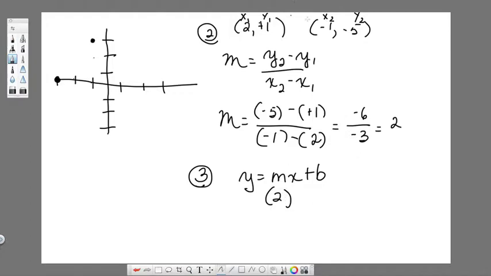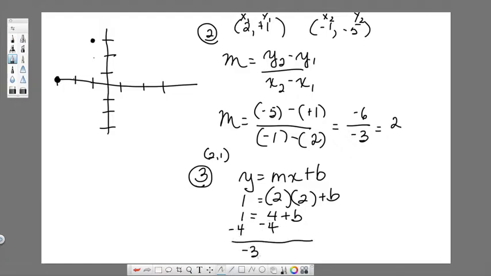And I get to pick either x or y. I think I'll pick the first one. So I'm going to use the point (2, 1). So x is 2 when y is 1. I'm going to do the math. 2 times 2 is 4. I'm going to solve it for b. I'm going to subtract 4 from both sides to get the b all by itself. 1 minus 4 is -3.